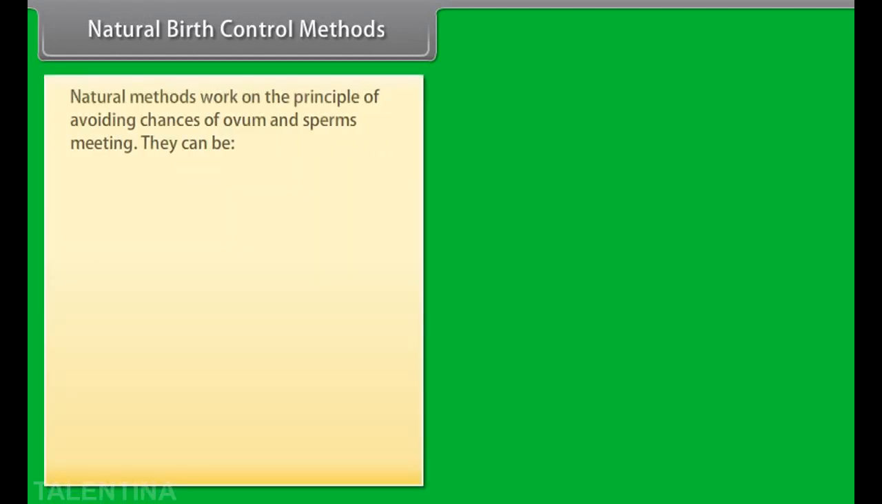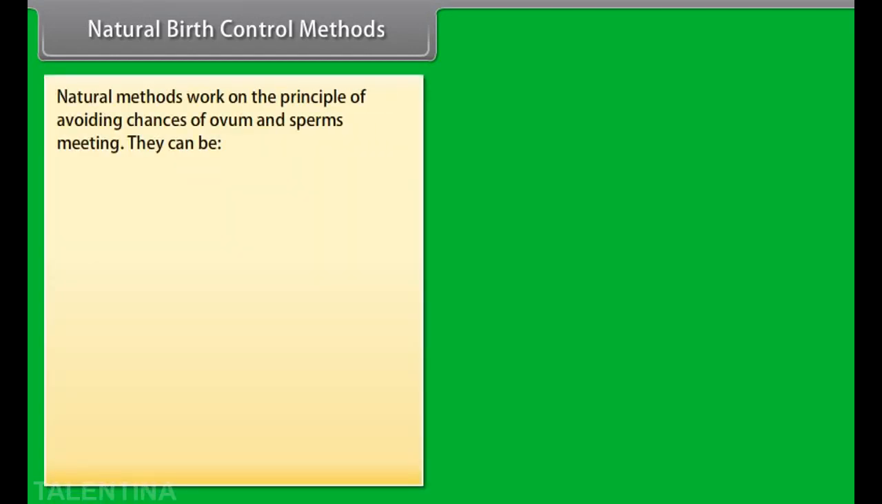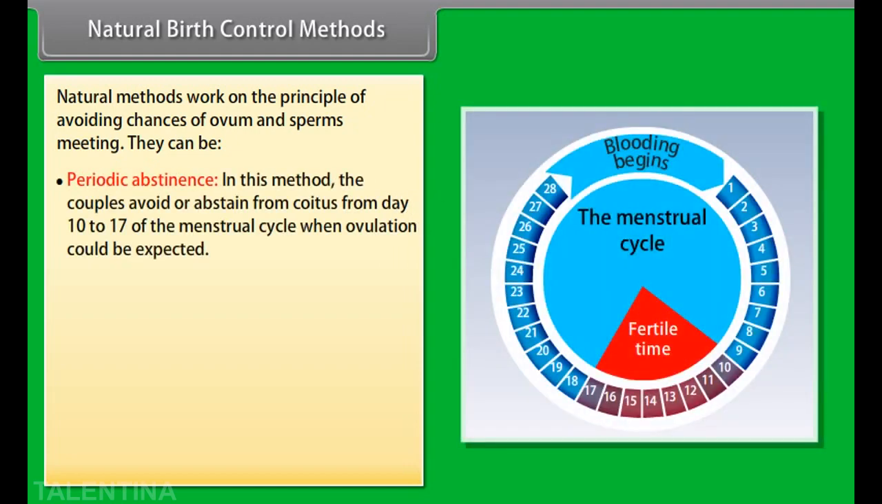Natural birth control methods. Natural methods work on the principle of avoiding chances of ovum and sperms meeting. They can be periodic abstinence. In this method, the couples avoid or abstain from coitus from day 10 to 17 of the menstrual cycle when ovulation could be expected.